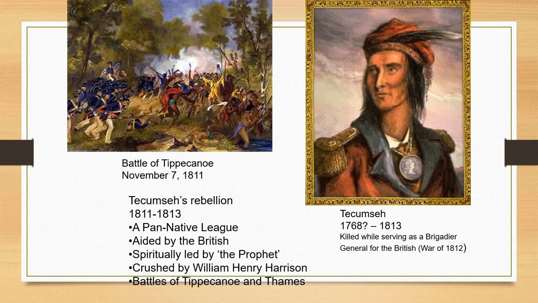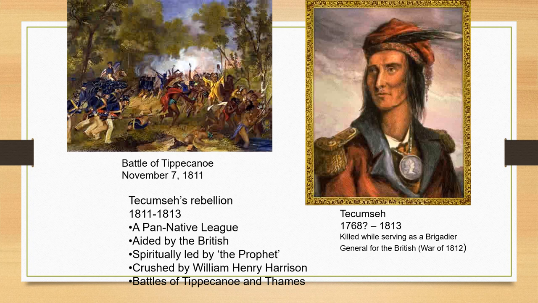The Native Americans understand that the Americans are the real enemy here, and the only way they're going to beat the Americans is to team up. So Tecumseh says, we've got to go to all these different tribes. And he does go to all these tribes. And he says, we've got to bury the hatchet. We've got to end our differences. We can't keep fighting among ourselves.